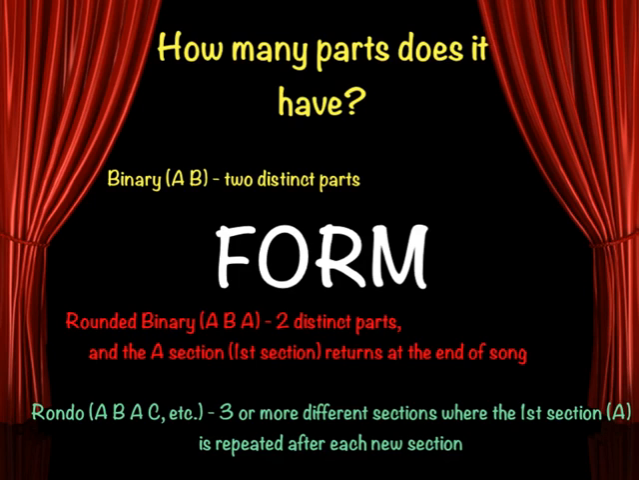Rondo form, A, B, A, C, etc. It could have three or more different sections where the first section, A, is repeated after each new section. So just think of the A section being a line, say, row, row, row your boat gently down the stream. Then the B section could be a totally different line. Jack be nimble, Jack be quick, Jack jumped over the candlestick. Then, row, row, row your boat gently down the stream comes back.